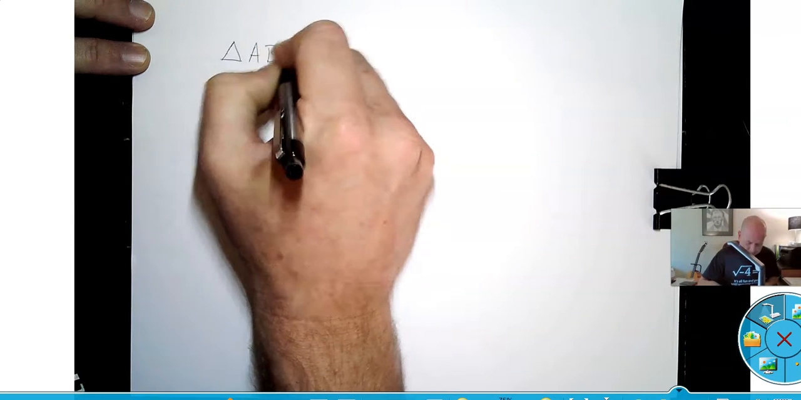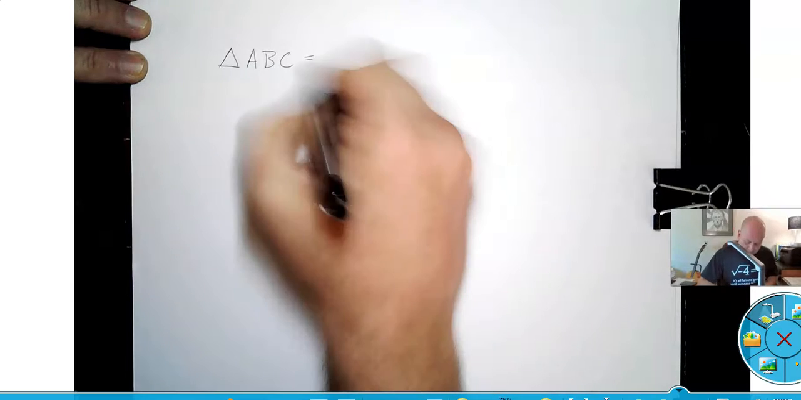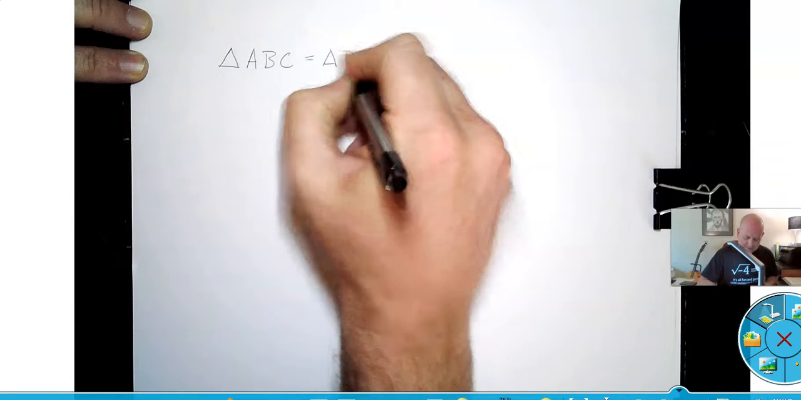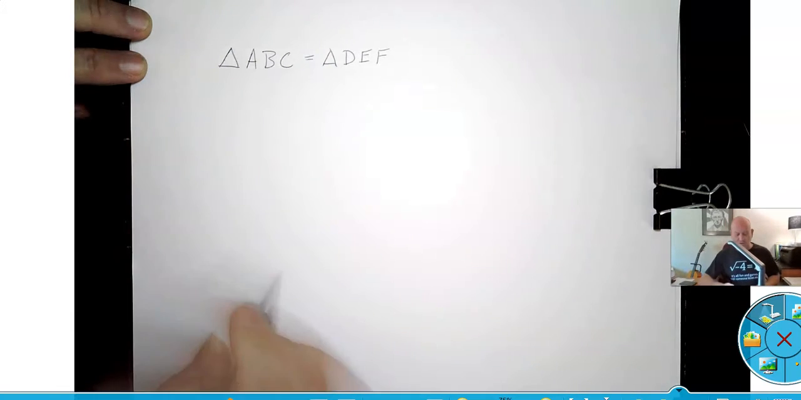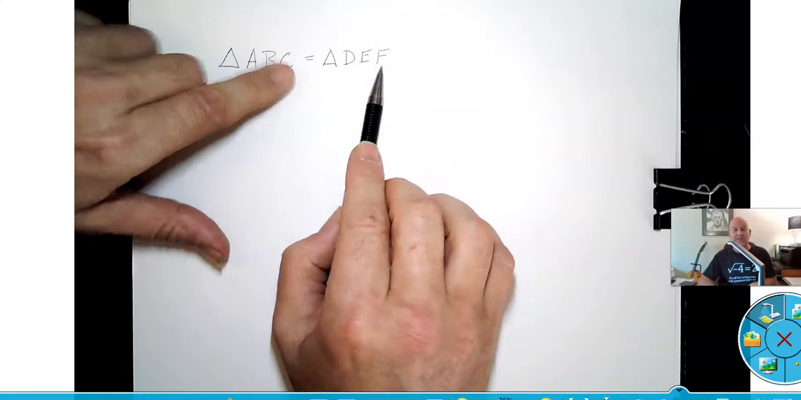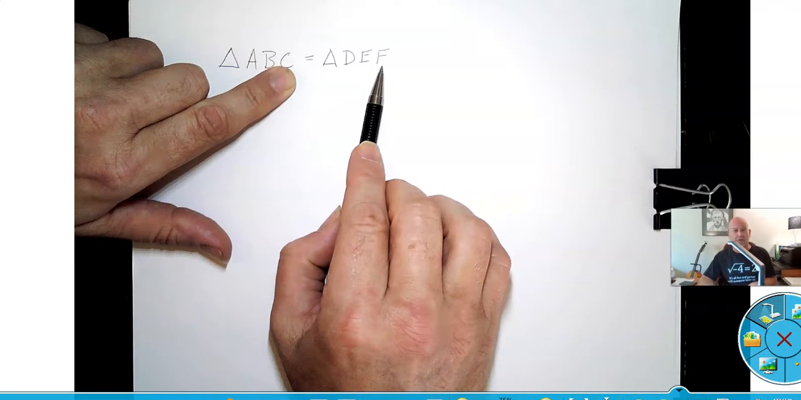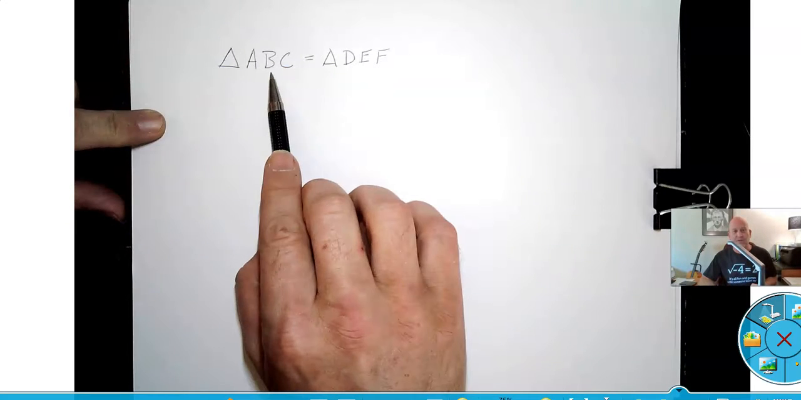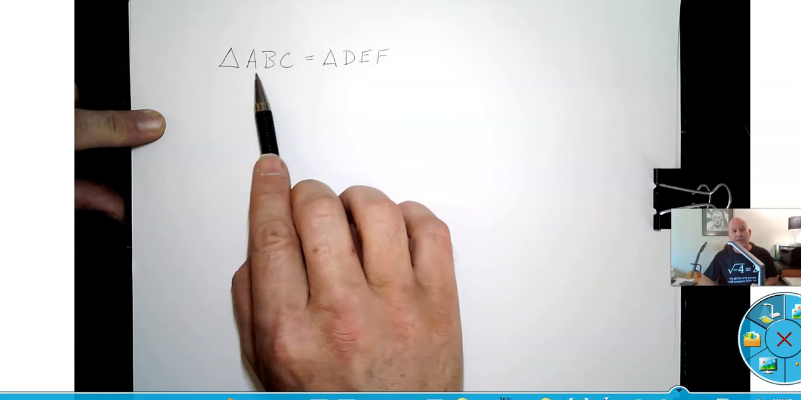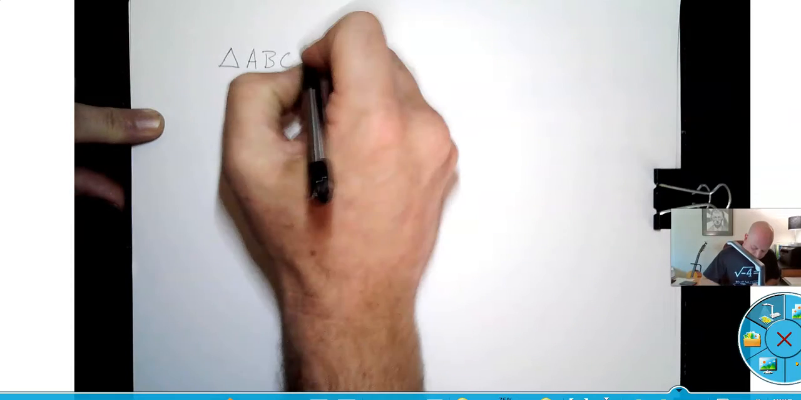Triangle ABC is congruent to triangle DEF. Okay, so if these two triangles are congruent, the positions of each of these letters that indicate the vertices of the triangle, the corners of the triangle, each one of these letters represents that point. Well, their position tells you how they correspond. So just from the, oops, I forgot to make it congruent. There we go. Now it's congruent.